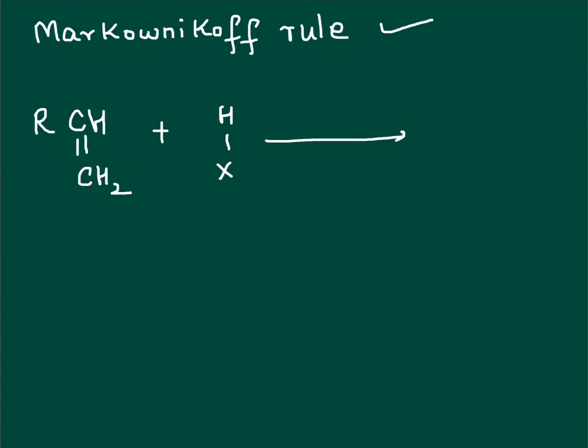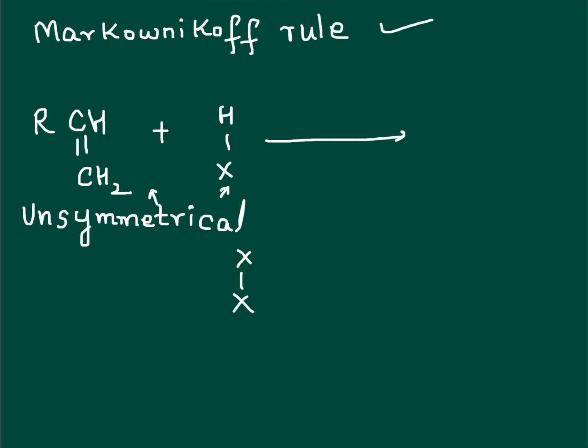What does this rule say? When an unsymmetrical, you would like to note it down please. When an unsymmetrical reagent adds to an unsymmetrical alkene. What do we mean by unsymmetrical reagent? This rule we did not need when I had both the positive and the negative parts being the same. The electrophile and the nucleophile were the same. Now here I have a reagent where the two parts are different.